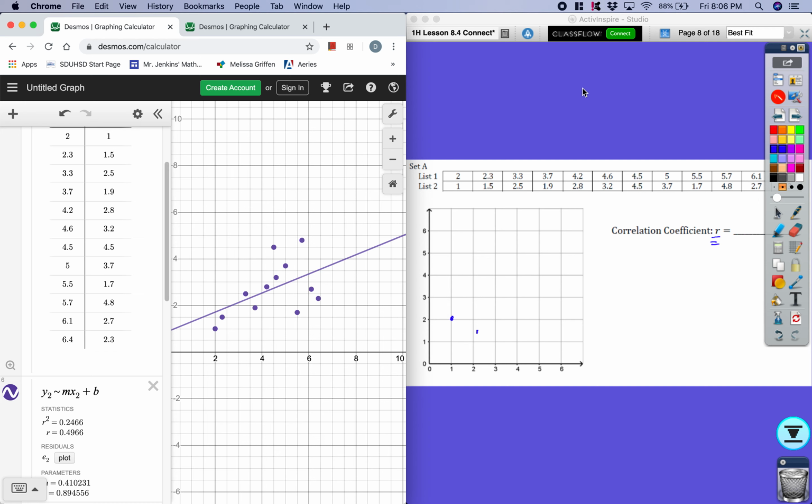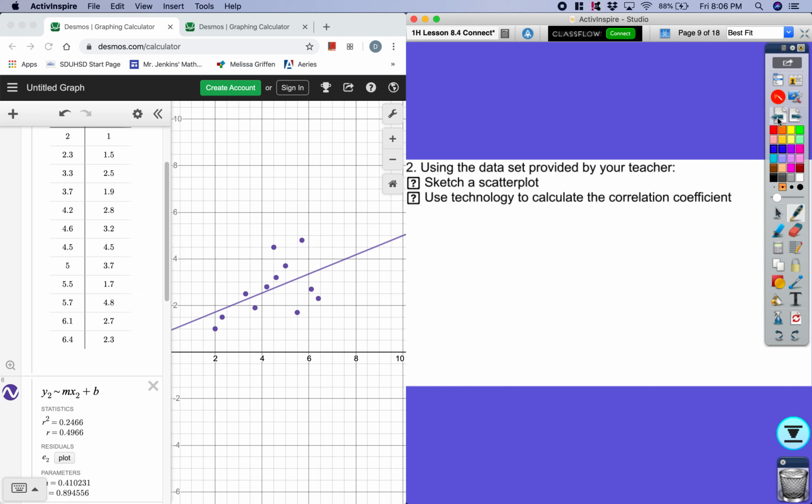And so when we did this, we came up with a correlation as it was shown right here. And actually, I can just go ahead and write this right here now. It was 0.5. Now it says, using the data set provided by your teacher, sketch the next scatter plot.